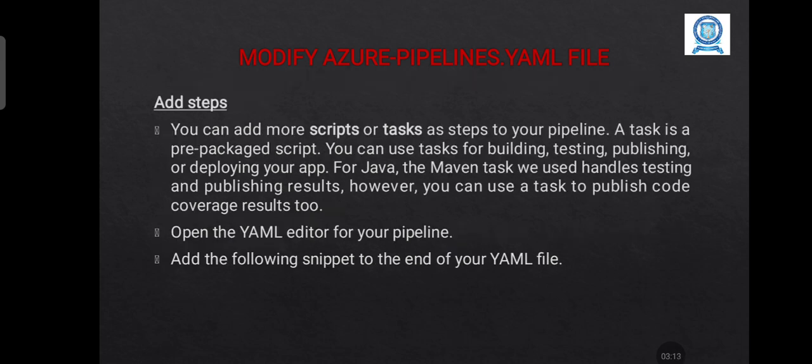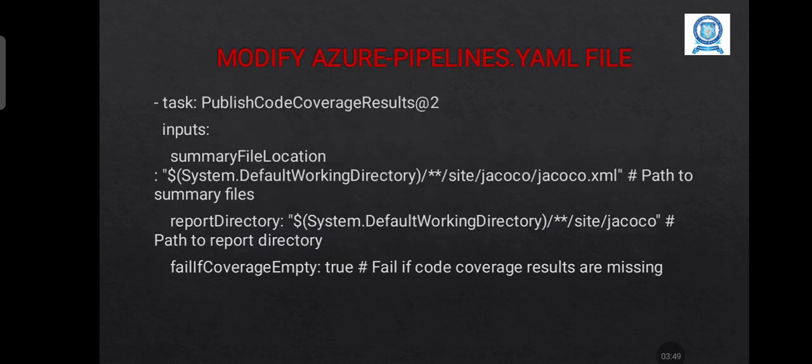Then we can also add additional steps in our existing pipeline. In our pipeline, we will define a set of tasks. A task is a pre-packaged script. You can use a task for building, testing, publishing or deploying your application. For Java, the Maven task we used handles testing and publishing results. However, we can use a task to publish code coverage results too. For that, we have to open the YAML editor for our pipeline and add the following snippet to the end of your YAML file.